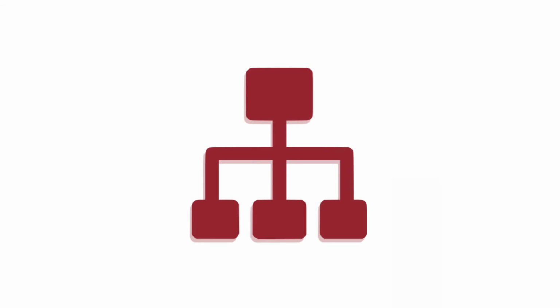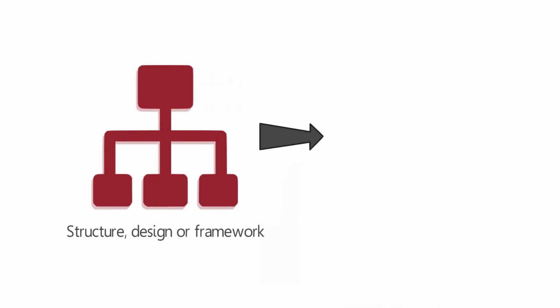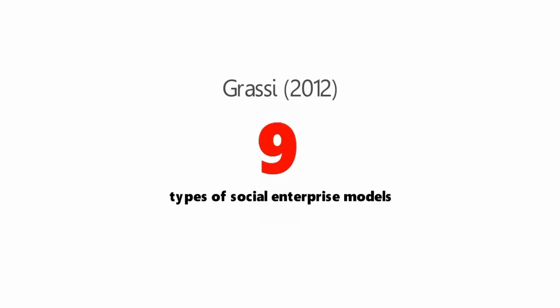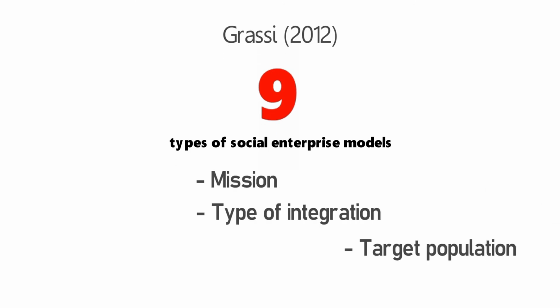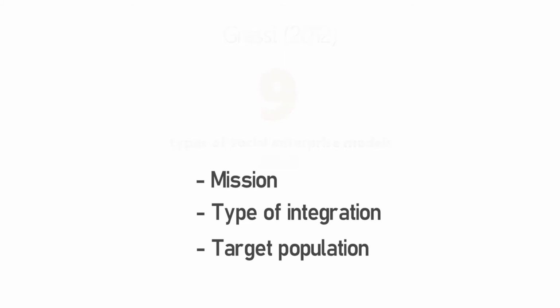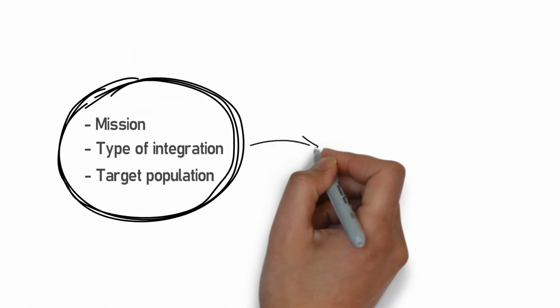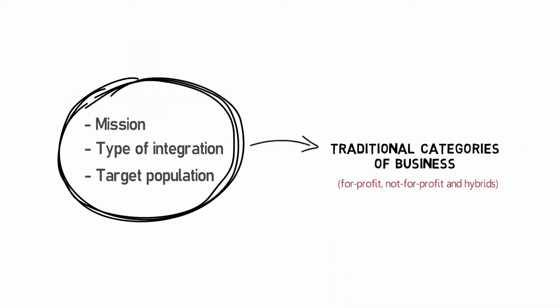Different business models of social enterprise. A social enterprise model is a structure, design, or framework that a social business follows in order to bring about a positive change while maintaining healthy financial returns. Grassi identified 9 types of social enterprise models. He analyzed 3 factors guiding any social business, that is, the mission, the type of integration, and the target population. He then explored the way in which these 3 factors intersected with the 3 traditional categories of business: for-profit, not-for-profit, and hybrids, to generate the 9 specific types of social business models that any social enterprise could adopt.